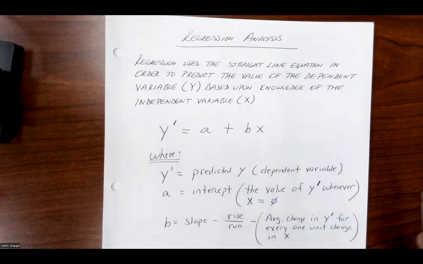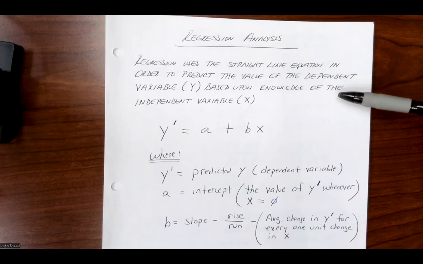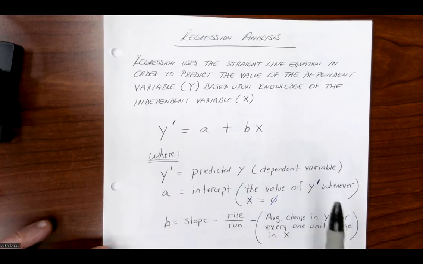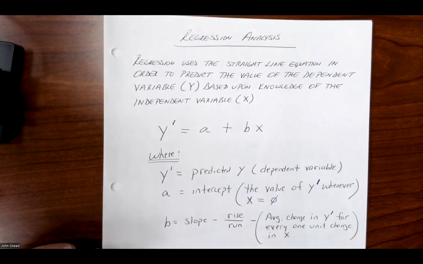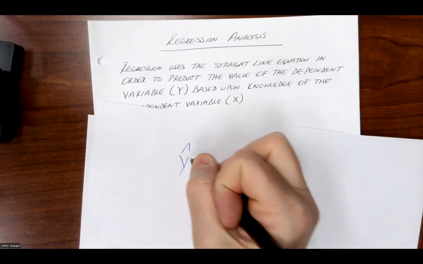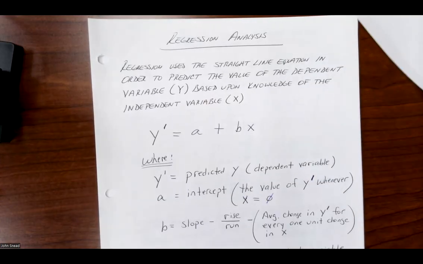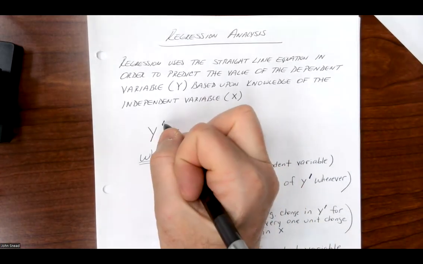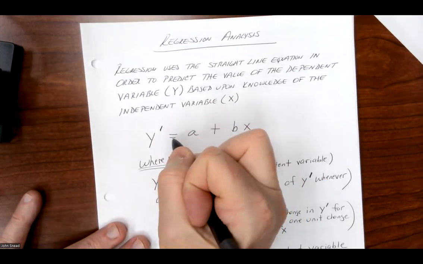Regression uses a straight line equation in order to predict the value of the dependent variable based on knowledge of the independent variable. And this is the overarching purpose of regression. Again, it is to be able to predict the value of the dependent variable based on our knowledge of the independent variable. This is our straight line equation. In the textbook, you'll find they use y caret to indicate the estimated value of y. I tend to use y prime. It's just my preference. You can use either one.